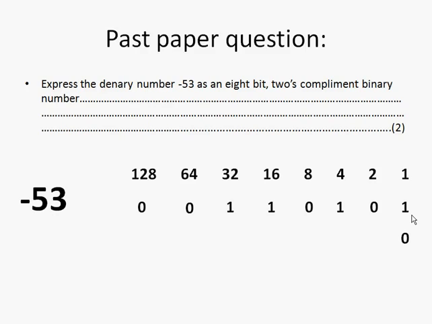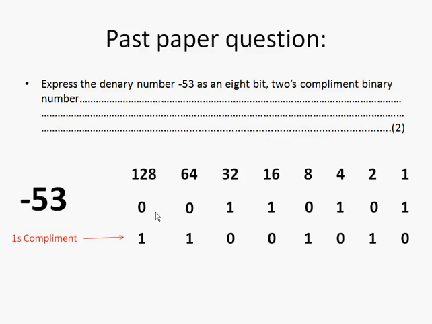So it's a 1 here, so we're going to put a 0. It's a 0 here, so we're going to put a 1. It's a 1 here, so we're going to put a 0. It's a 0 here, so we're going to put a 1. And we do that all the way along. So 1 here, 0, 1 here, 0, 0 here, 1, and 0 here, 1.